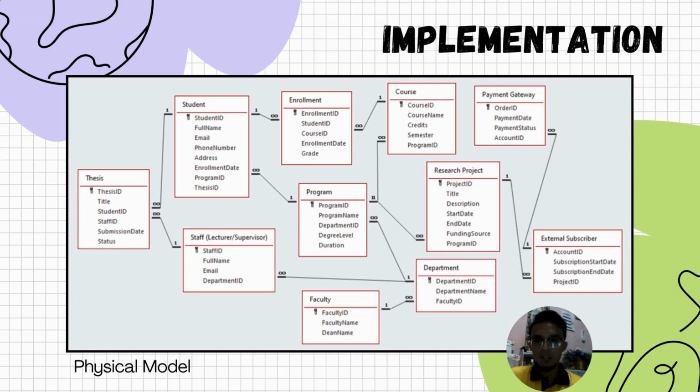If we look at the student, enrollment, and program tables, we can see that a program can have many students, and each student can enroll in multiple courses through the enrollment table. By having this physical model, the database system can run more efficiently, follow clear rules, and make it easier for administrators to manage data and generate accurate reports for decision making. This also makes future updates and maintenance more manageable.